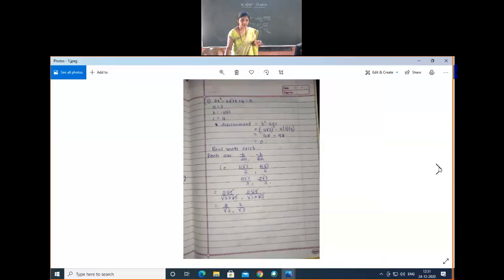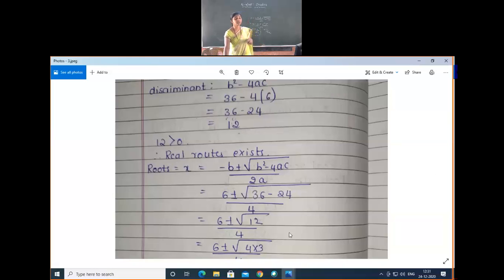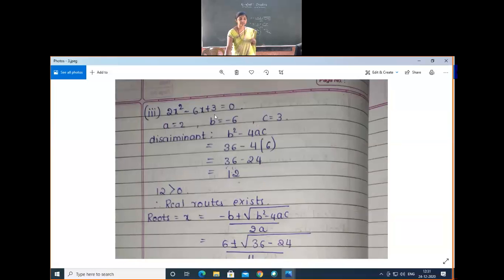Second question, you have got the idea now? Now the third question is like this. 2x square minus 6x plus 3 is equal to 0, where a is equal to 2, b is equal to minus 6 and c is equal to 3. First you have to find out the discriminant. Discriminant is b square minus 4ac, that is 36 minus 4 into 6, 36 minus 24, that is 12.